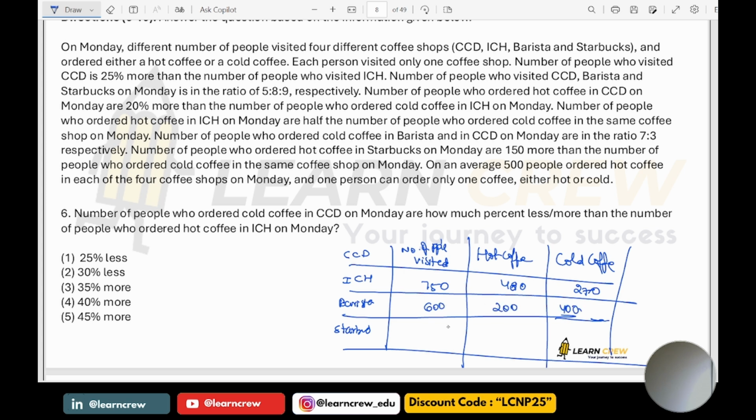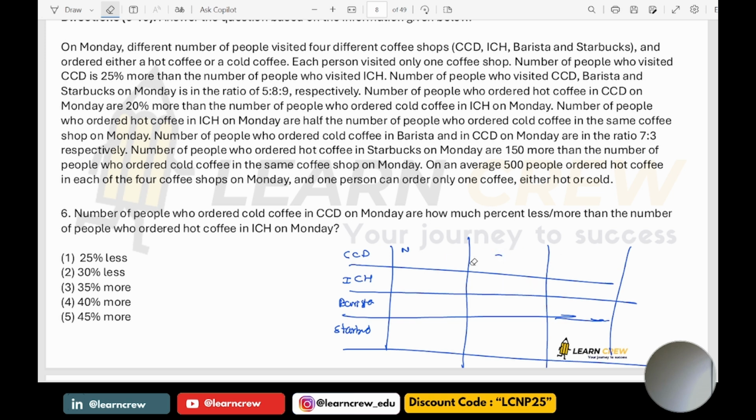Sorry guys, I have done wrong data. CCD, first one is CCD. Please see here once again.